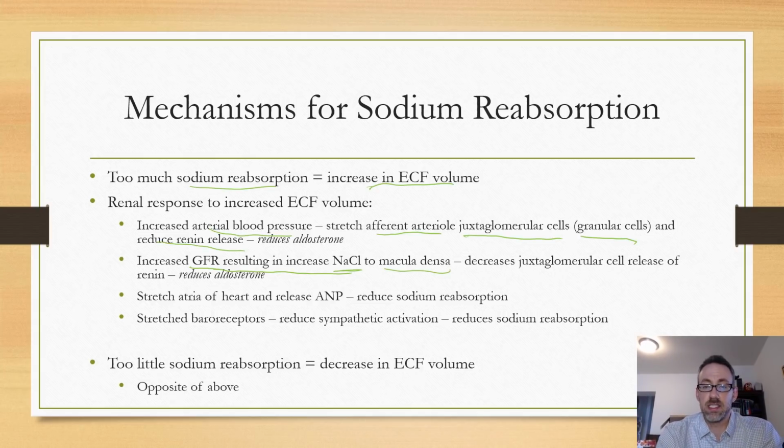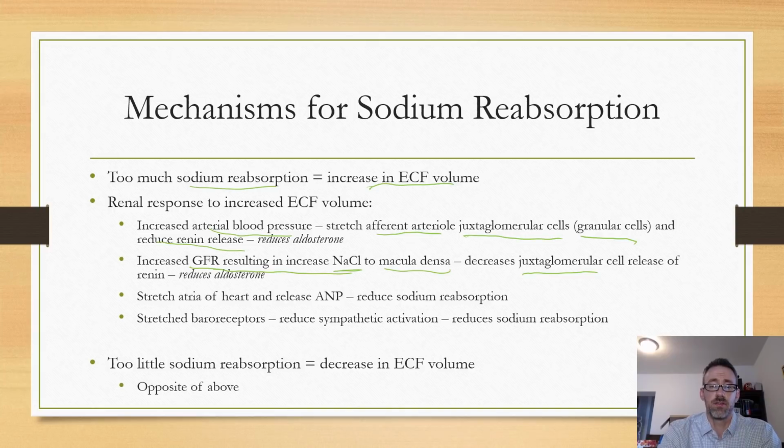The macula densa cells are going to signal the juxtaglomerular or granular cells, and it's going to decrease their release of renin. So there's two mechanisms. We can stretch the afferent arteriole, and that's going to reduce renin release. We also have an increase in our GFR due to our rise in pressures, and the macula densa then is going to signal those granular cells, and they're going to reduce renin in response to that signal, and so same net effect.